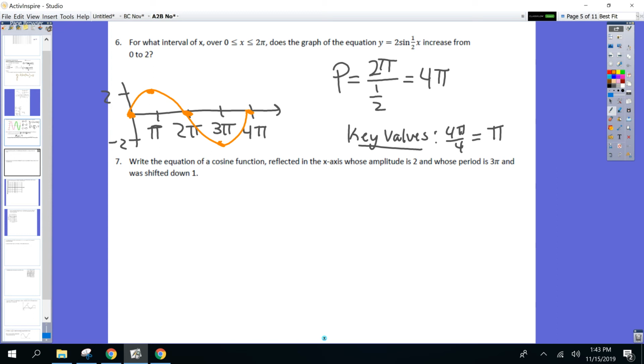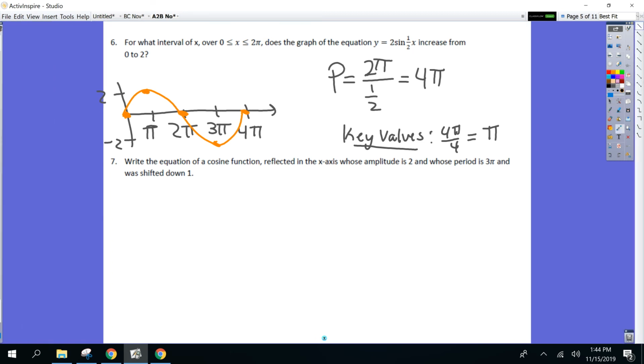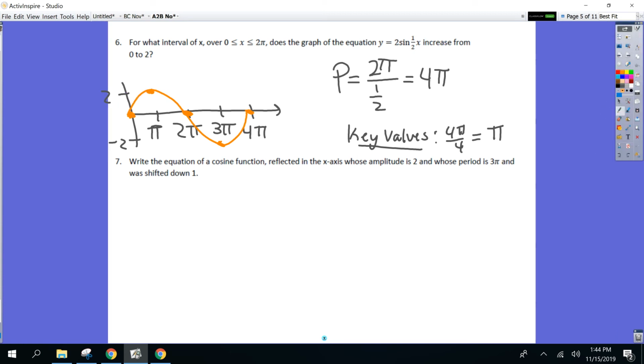And what's it asking? Where does this graph go from 0 to 2? Circle it on your graph right now. Circle where it goes from 0 to 2. That piece of the graph right now that goes from 0 to 2. Hopefully we're all circling this portion here. Or crossing it out. Hey, act like you've been there.